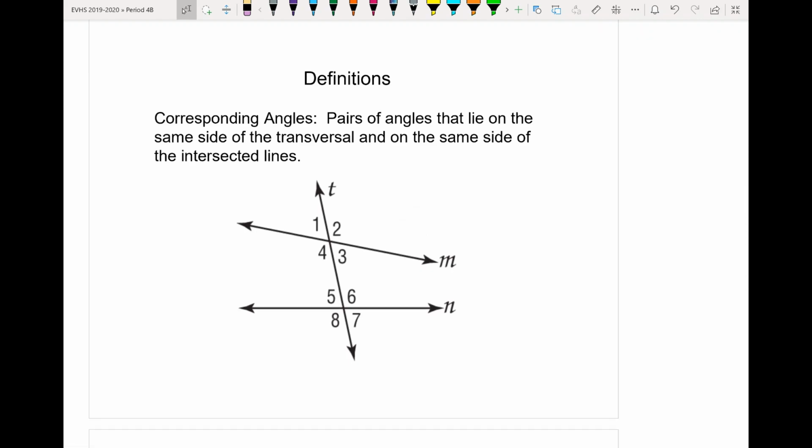Corresponding angles are pairs of angles that lie on the same side of the transversal and on the same side of the intersected line. So same side of the transversal and same side would be like 1 and 5. They're both in the top left corner. 2 and 6 are both in the top right. 4 and 8 and 3 and 7. Those 4 different sets of patterns.